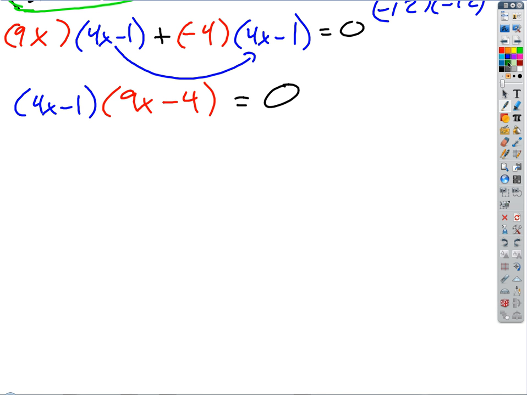Okay, here's the other thing I see happening sometimes. Sometimes people then want to say that the zeros are 1 and 4. No, it's not done yet. We have to set the whole factor equal to 0 and solve. You can do this part in your head, but if I set the expression 4x minus 1 equal to 0, what would be the two steps to isolate the x? Add 1, divide by 4, right? So what's my zero? 1 fourth.